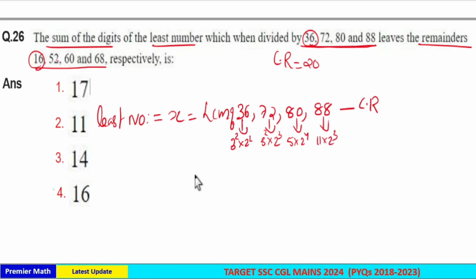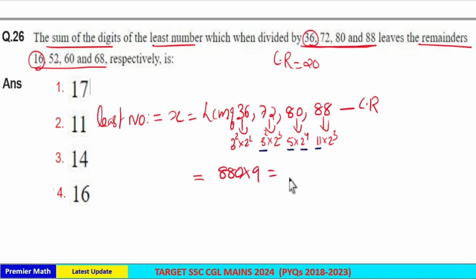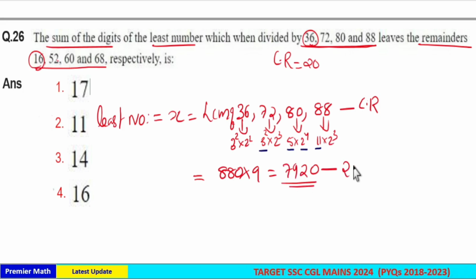Now LCM means take the highest factor. Here for 2 it is 2 raised to 4, we have 1 5, we have 1 11, and for 3 it is 3 square. So your LCM is equal to 80 into 11, 880, and 3 square is 9. So this will become 7920. So 7920 is LCM. So LCM minus common remainder 20 will give you least number as 7900.